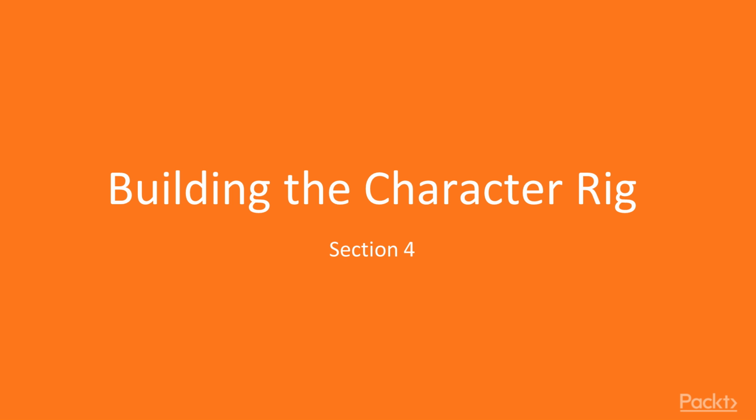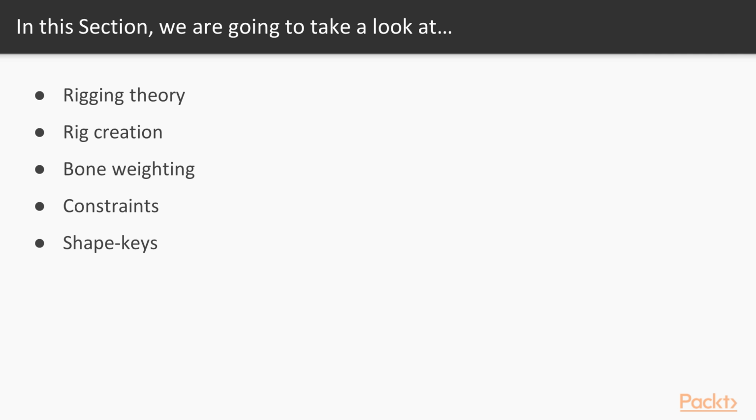Welcome to Section 4, Building the Character Rig. In the last section, we learned how to model our first 3D character, and in this section, we are going to learn how to create a skeletal rig for our character. Throughout this section, we will learn about basic rigging theory, how to create our own character rig, applying bone weights, and lastly, how to add constraints and shape keys to make animation of our character easier.